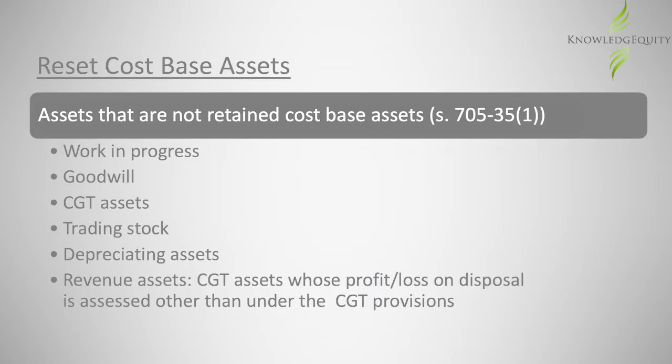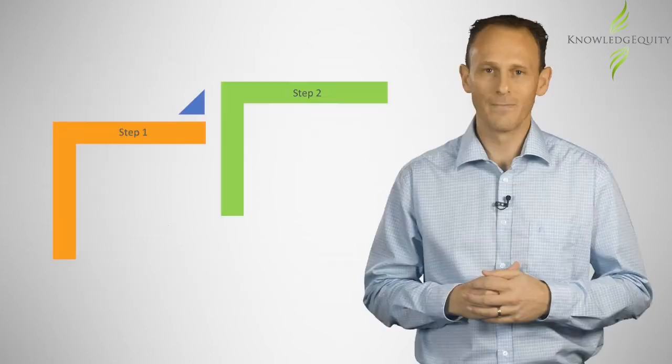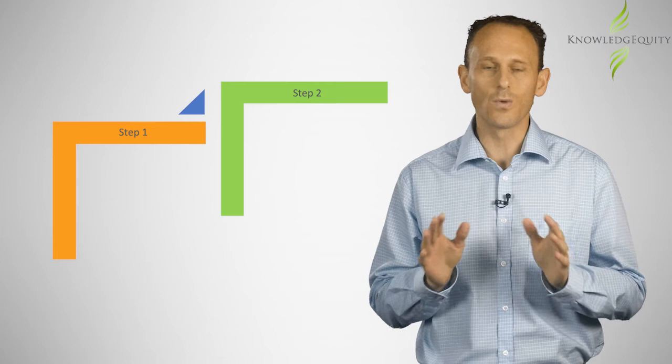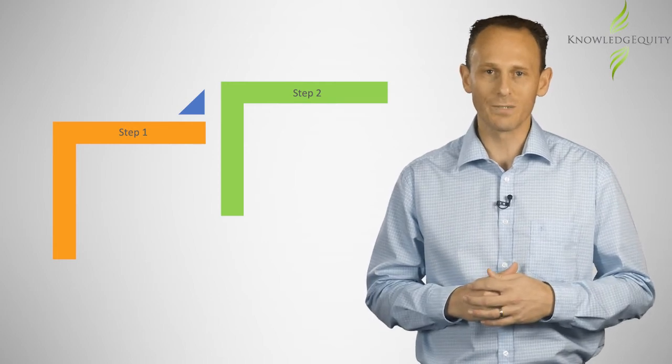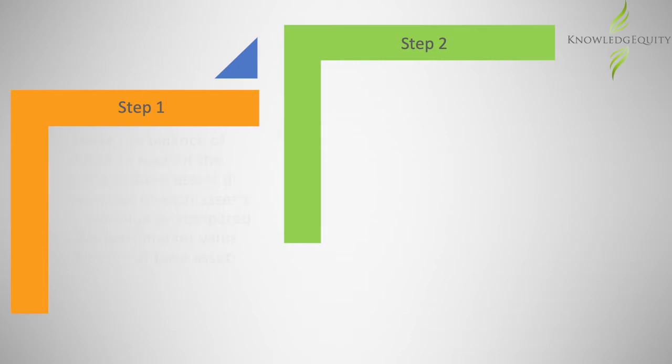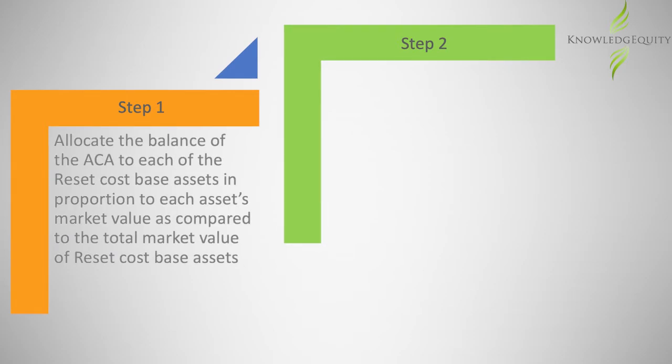Work in progress, goodwill, CGT assets, trading stock and depreciating assets are examples of reset cost-based assets. It also includes revenue assets, which are CGT assets whose profit or loss on disposal are not assessed under the CGT provisions of the tax legislation. There are two steps to allocating the remainder of the ACA to the reset cost-based assets. The first step is allocating the ACA to each of the assets in the proportion of each asset's market value as compared to the total market value of the reset cost-based assets.